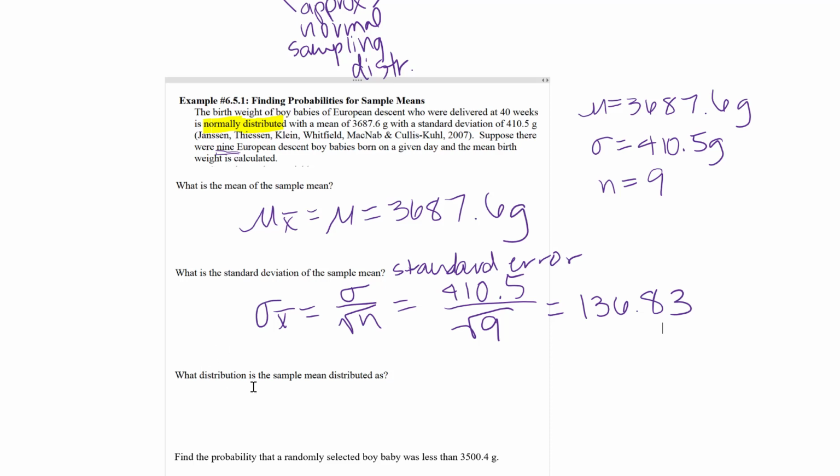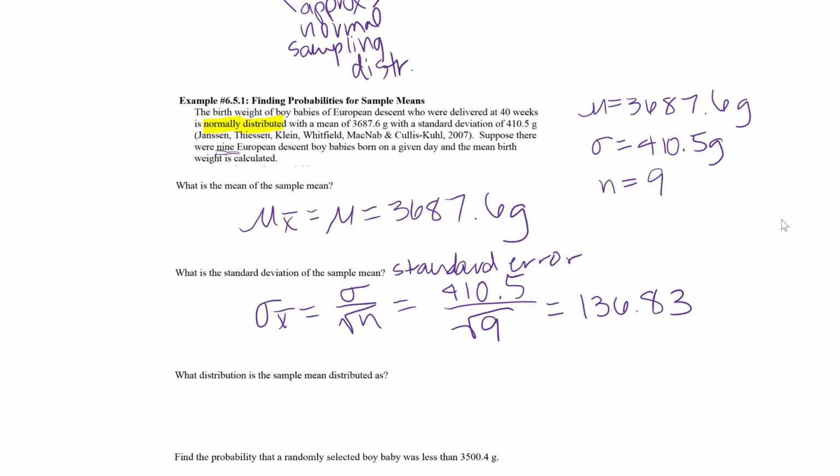What distribution is the sample mean distributed as? Since we're talking about sampling distribution, they just want to know the shape of the sampling distribution. Is it a normal distribution or is it not a normal distribution? Those are the only 2 ways we would really answer this question.